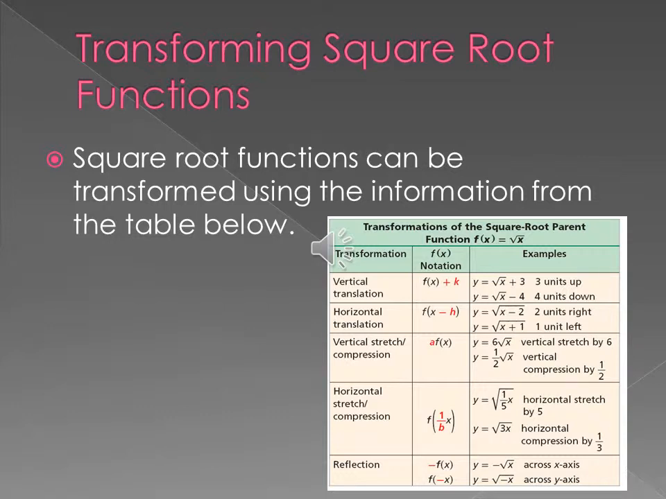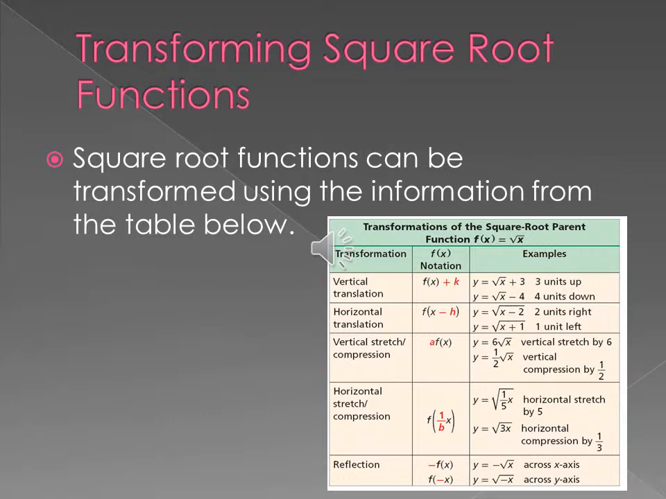For horizontal translation, you subtract inside the radical. So if you subtract 2, you move 2 units to the right, and if you add 1 inside the radical, you move 1 unit to the left. Notice that for the vertical translation, you leave it the same, and for the horizontal translation, you have to make it the opposite. This is the same as it was for quadratic functions when we use vertex form.